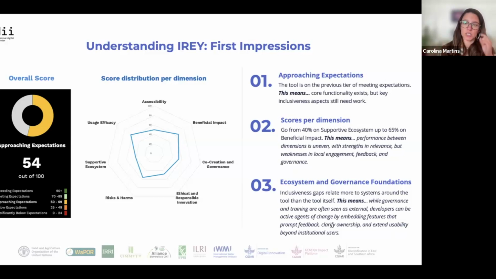So essentially, what we can say from a macro view is that it is important. There are inclusiveness gaps related with the system. So we need to try to understand how we can translate these findings, which are more general, into specific recommendations for iteration.